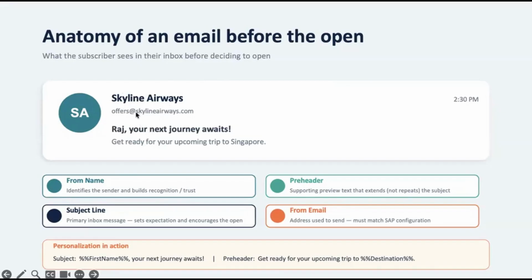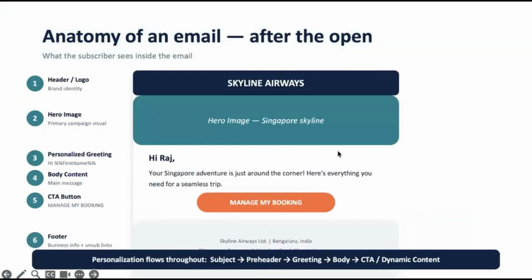skylineairways.com is the SAP, because Skyline Airways is the client. An SAP is nothing but a domain you should purchase and talk with Salesforce to make sure all the DNS settings are aligned. Once you purchase that SAP, with all of these clicks and branding and this private domain attached, like offers, you can put anything, it will get verified and you can send. So that's the concept of what is in an email. The logo will be the brand identity. Then this is what is inside. Earlier I showed you the from name and email.